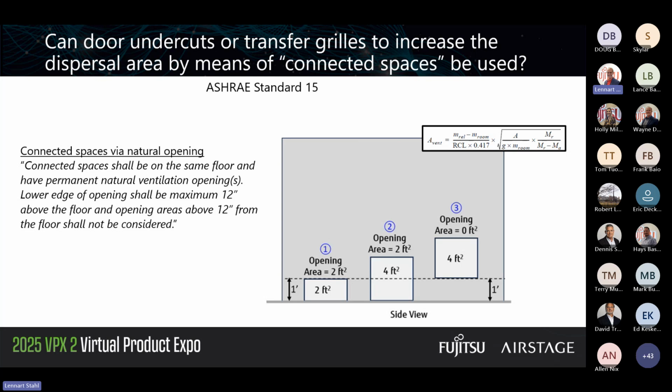But you can see that a low opening could be used. An opening that is too high cannot be used. If it's above the 1 foot, nothing can be used, or if it's partially above, only the part below that 1 foot can be used. There is a kind of complicated way to calculate the size of that opening. You see the formula there, but in that application guide I already mentioned, there is a diagram. You can go in and get the answer on how big that vent should be. That's for standard 15, but let's focus on standard 15.2.